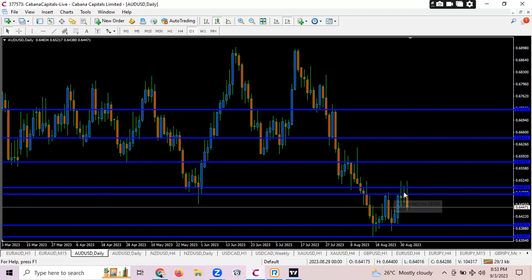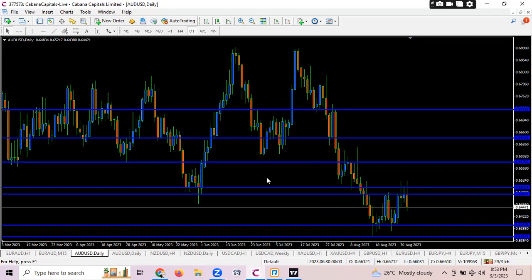Okay, so that's my bias on Australian dollar USD. If a 4-hour candle closes above this zone, I will consider buying. And if a 4-hour candle closes below this zone, I would consider selling Australian dollar USD. And that's because the dollar index is bullish.